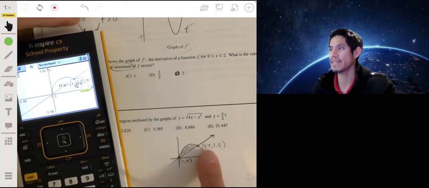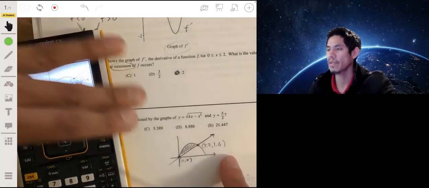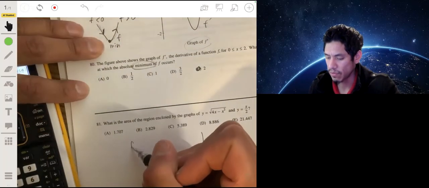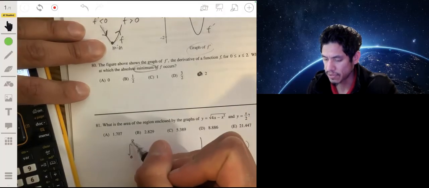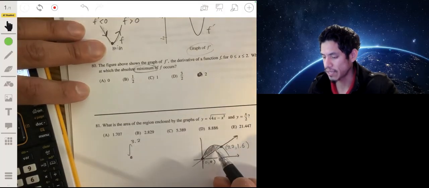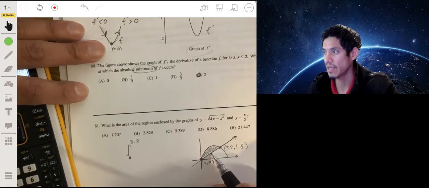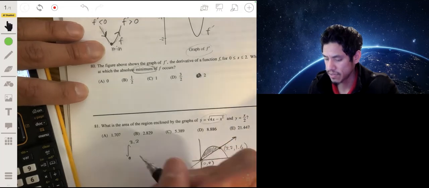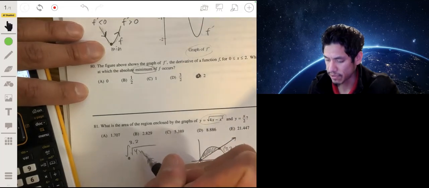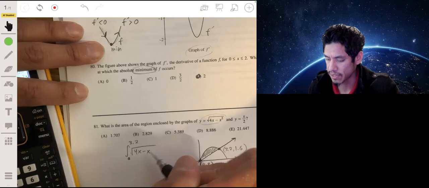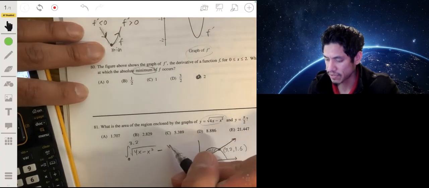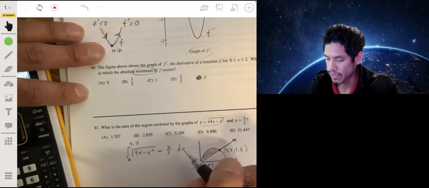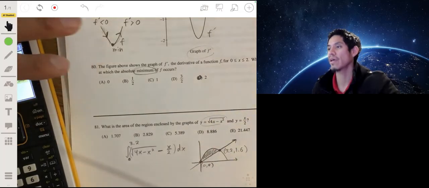Okay, so this just lets us know how to set up our integral. Our integral will be from 0 to 3.2, and we're going to take the top function minus the bottom function. The top function is this, so we're going to set up our integral as the square root of 4x minus x squared minus the bottom function, which is x over 2. And we're going to integrate that with respect to x.